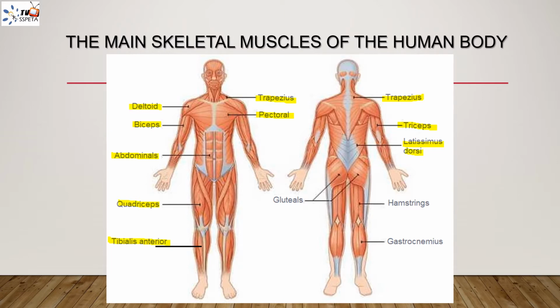Okay, big muscles. You have the gluteals, which is found in the posterior. The hamstring, a group of muscles found at the back of the upper part of your leg. And finally, the gastrocnemius, which is found on the back of your lower leg.